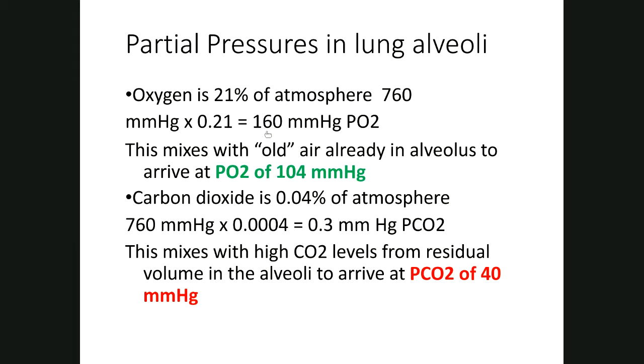While carbon dioxide in the atmosphere is 0.04%, if we calculate it, it's going to be 0.3 mmHg. But because it's going to mix with the large volume of air inside the lung, the functional residual capacity, the level changes. Do we have to do these calculations? No, but you need to know the level. The one which is highlighted in green, you have to know it. The PO2 of air inside the lung, and the PCO2 inside the lung is 40. So 104 and 40.